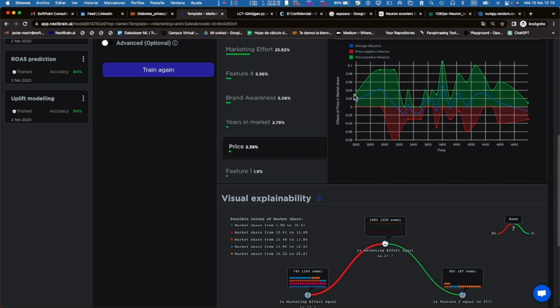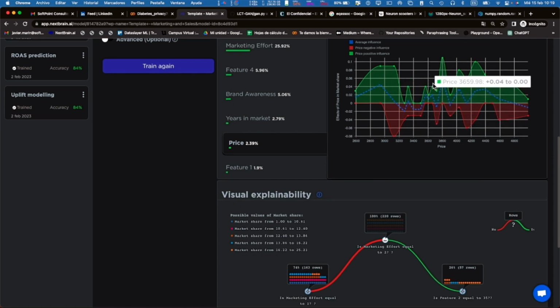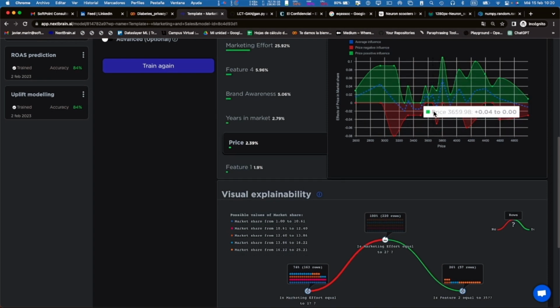What we can see is that for lower prices, less than $3,200, we have a positive influence of the feature price. It means that for lower prices, the algorithm has predicted higher market shares. And for intermediate prices between $3,000 and $4,000, it is changing. It is a high influence, positive but also negative influence. So the average influence, the blue line, is very close to 0.